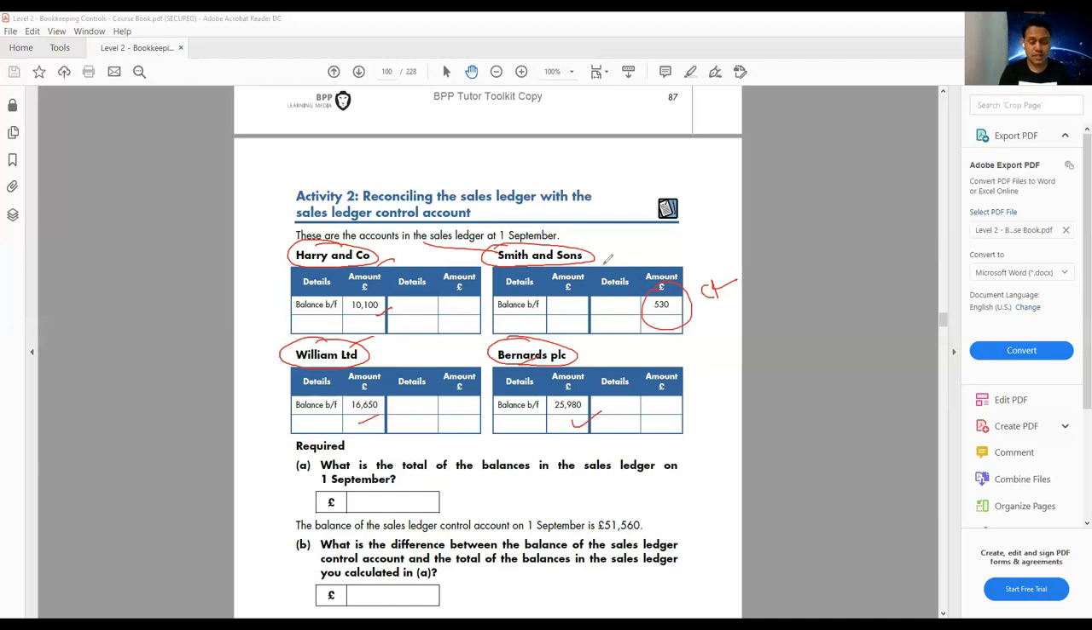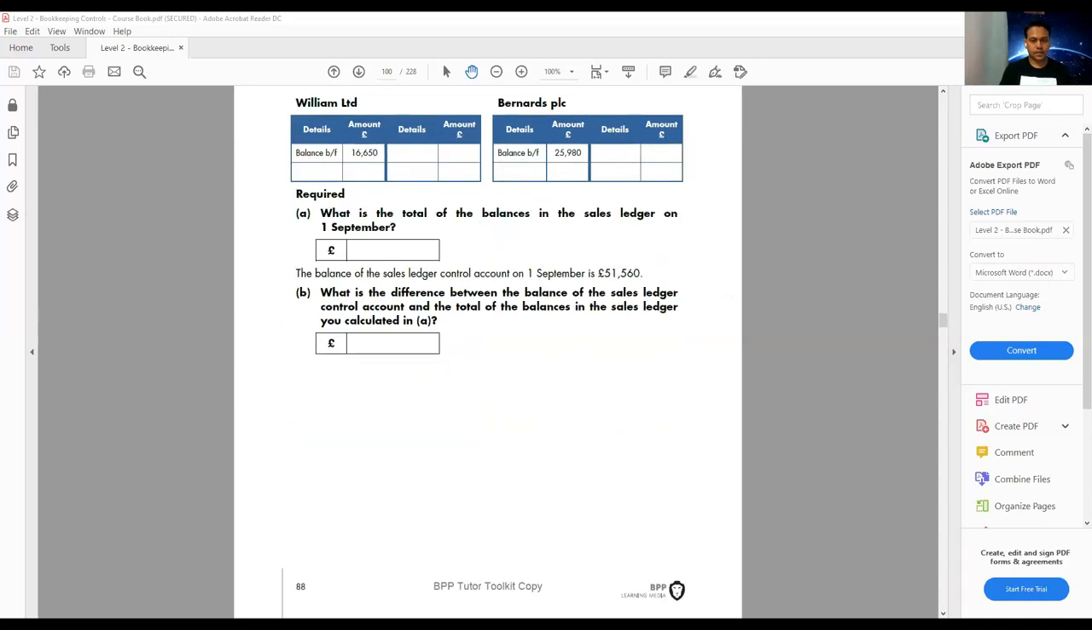So how much is the total balance from the sales ledger? We add this one, and minus this one, so that we have a total balance. How much is expected from every single customer? So let's get the figure. So the total. Is it 52,200? Okay. 52,200. All right. So let's move on. 52,200. And the next one, they're asking the balance of the sales ledger control account on 1st September.